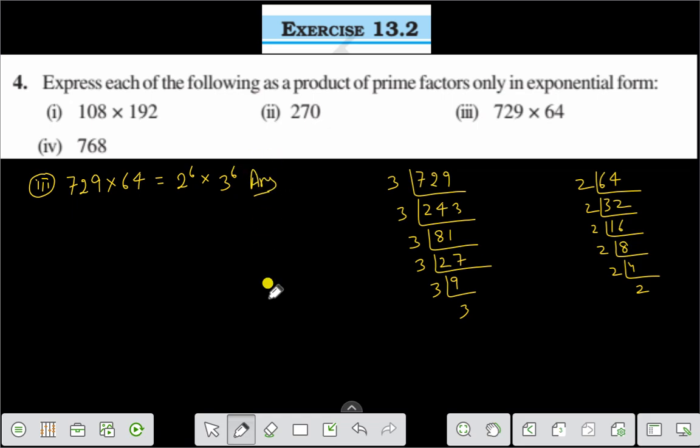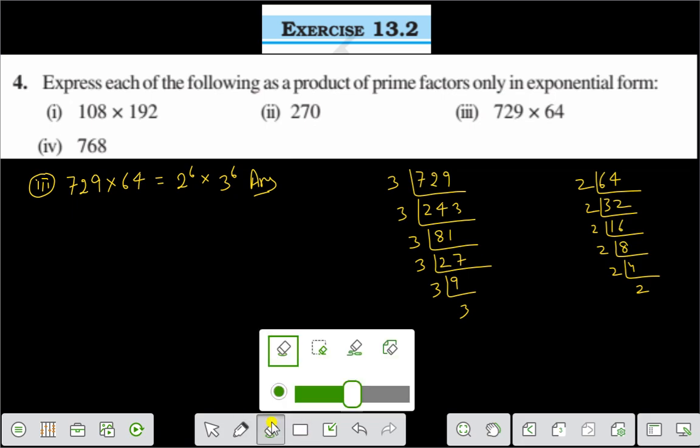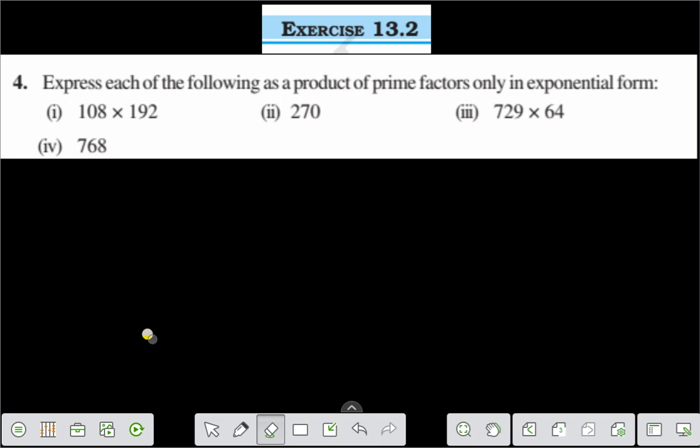Let's solve question number 4. Question number 4 is 768. If we find the value of 768, then we are getting 768 divided by 2. 2 3 is 6, 2 8 is 16, and 2 4 is 8.